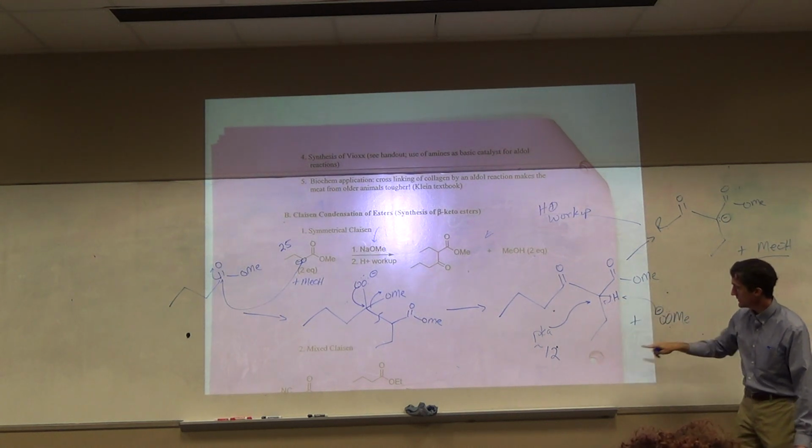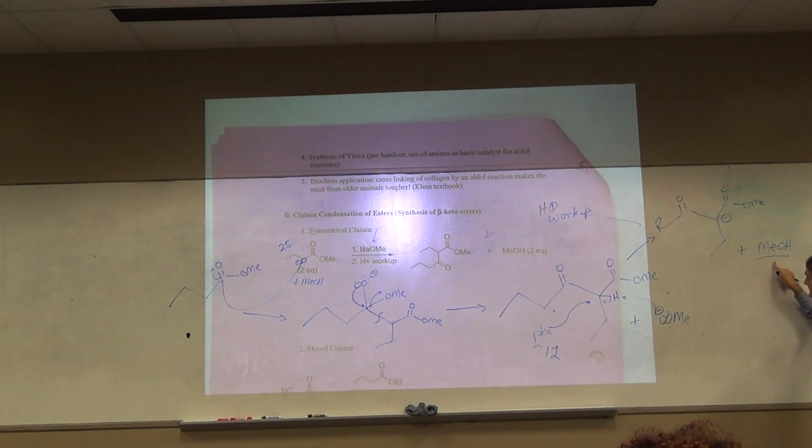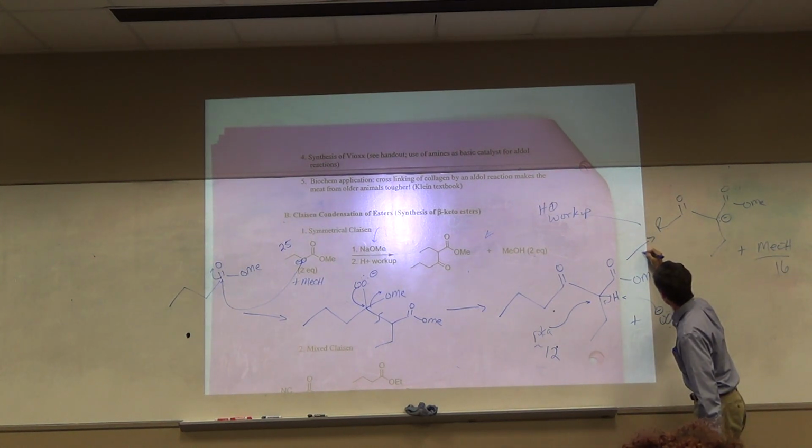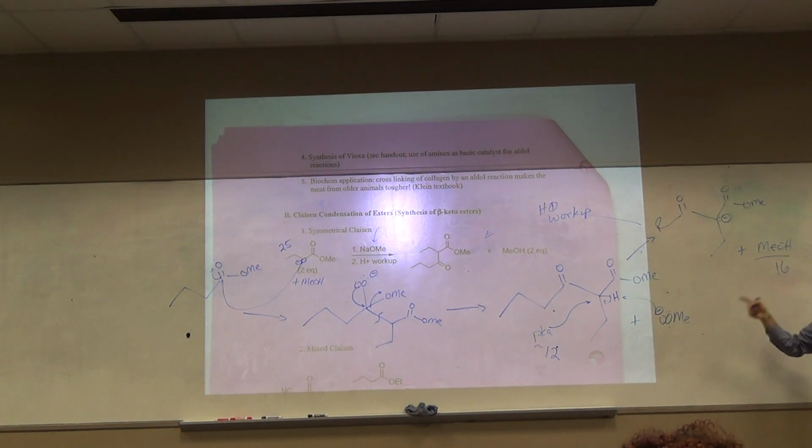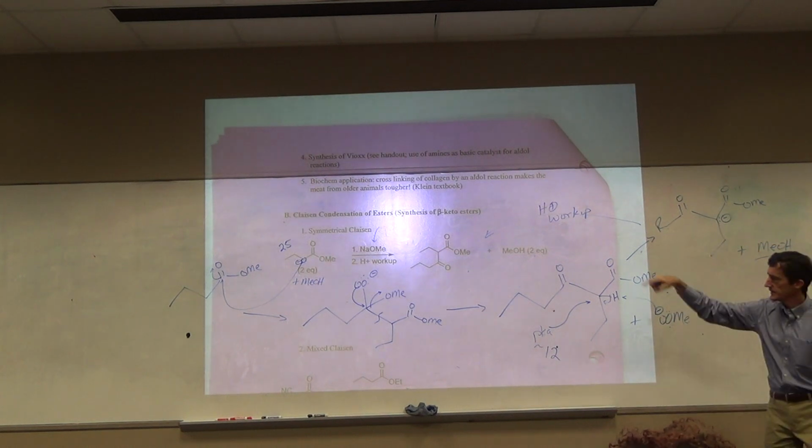But this is an equilibrium. That's 12. What's methanol? It's about 16, like water. Which is favored, 12 or 16? 16. So the equilibrium is like that. Can you see the other arrow? Basically, a difference of 4 is enough to be pretty much complete. You need to supply a proton here.